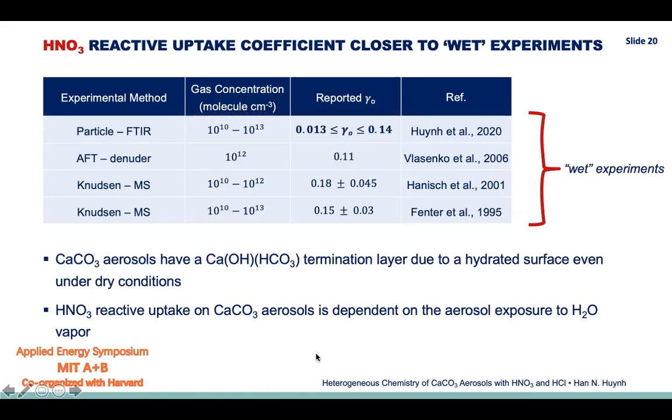This photo confirms the observation we made with the FTIR study that calcite aerosols have a CaOH HCO3 termination layer due to a hydrated surface even under dry conditions. Specifically, calcite aerosols were observed to absorb atmospheric water vapor that persisted even when heated under a vacuum oven. Calcite heterogeneous chemistry with HNO3 therefore is dependent on the aerosol exposure to water vapor.